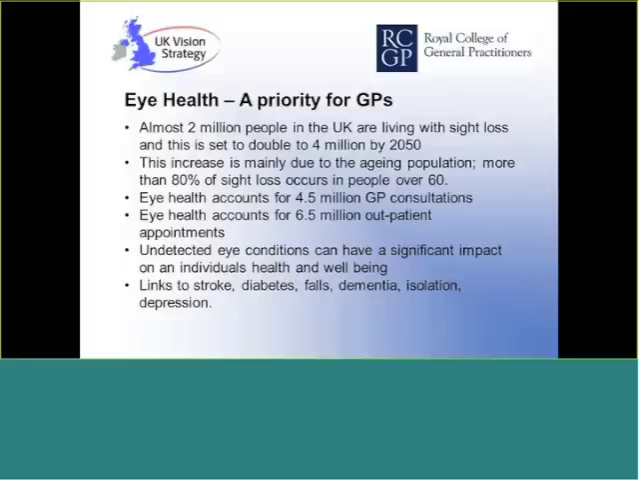Now, I don't know if you know, but eye health accounts for 4.5 million consultations with GPs every year. That's a lot of consultations that GPs face with eye problems as the main presenting complaint. And I don't know if you know, but there are 6.5 million outpatient appointments for ophthalmologists to see as well. So you can see the scale of the issue is vast, and therefore eye health is a big priority, I think, for general practitioners.